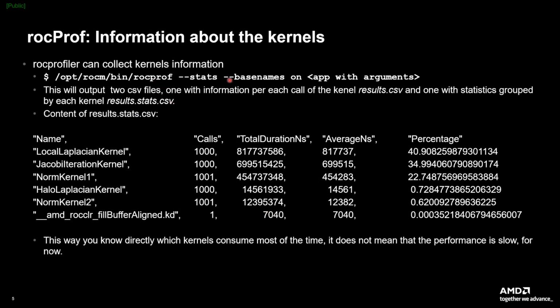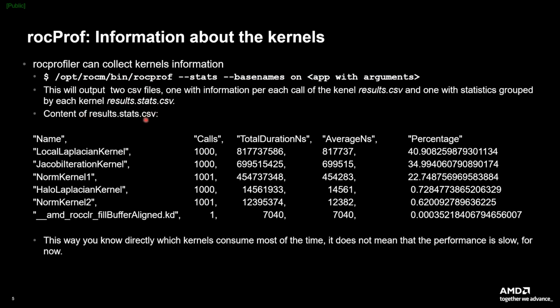With Roc Profiler, here I give you an example. I put the --stats and --basenames on, since the kernel names can be strange, and then the application. So this is how you run it. You don't need to give the full path because Rocprof is usually in your path. This will output two CSV files: one with information per each call of the kernels, called results.csv, and one with statistics grouped by each kernel, called results.stats.csv. In this example, I think it's something like Jacobi.